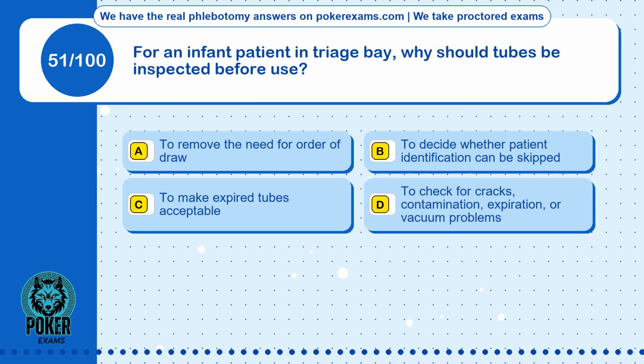Question 51. For an infant patient in triage bay, why should tubes be inspected before use? Option A, to remove the need for order of draw. Option B, to decide whether patient identification can be skipped. Option C, to make expired tubes acceptable. Option D, to check for cracks, contamination, expiration, or vacuum problems.